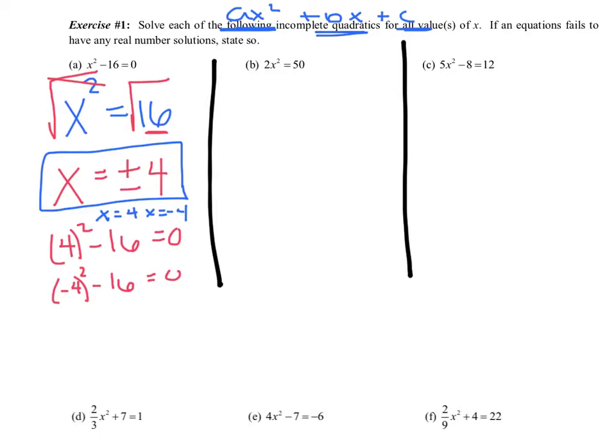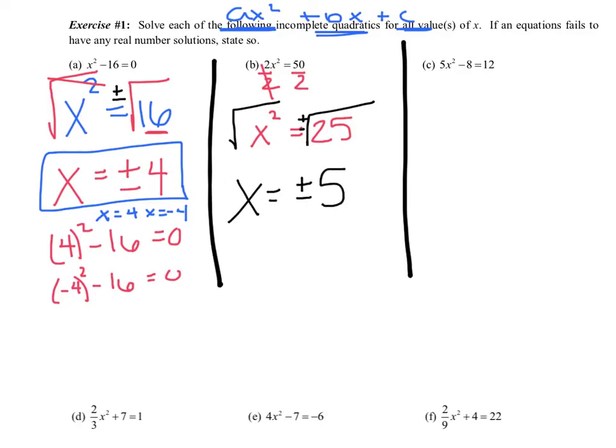Example B. Notice it's an incomplete quadratic. It does not have the three terms. Again, it's missing the term with the x. So the x squared term is already on one side by itself. Now I can't take the square root yet. I have to get that x squared by itself, so I'm going to divide both sides by 2. So I get x squared equals 25. And then, of course, to get rid of that squared, I'm going to take the square root. But when I do that, make sure you write plus or minus. And I should get x equals plus or minus 5.